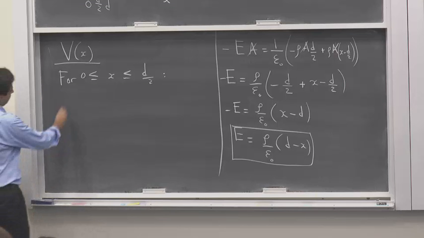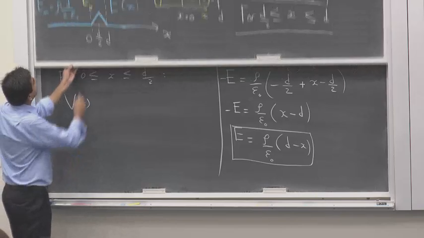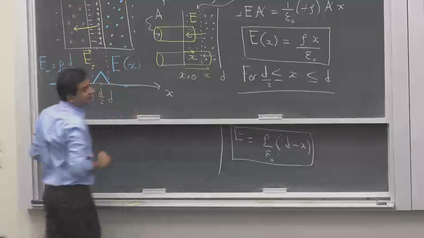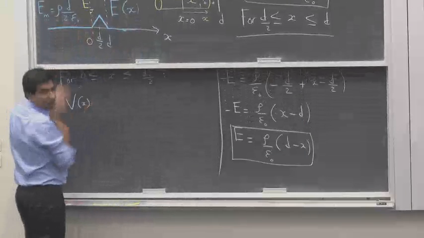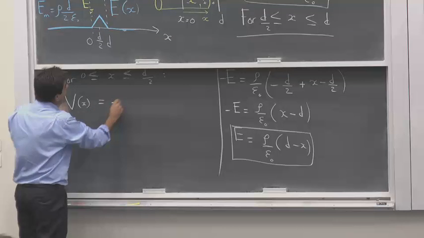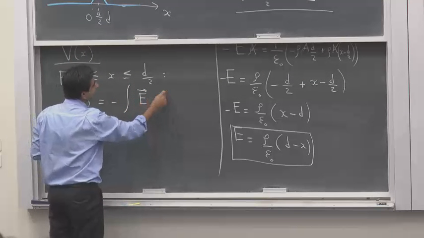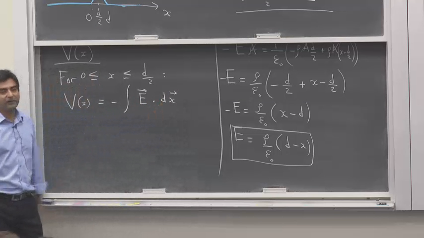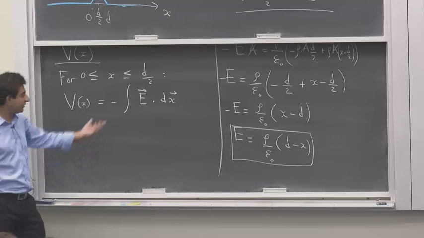The potential Vx at some point x inside this region is minus the potential here, which is 0. So Vx minus 0 is delta V equals minus E dotted with dl. Instead of dl, I'm writing dx. Okay? It's the same thing. So this is how we define the change in the potential.